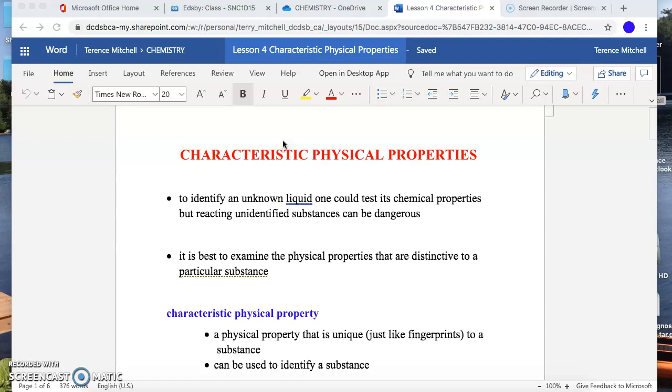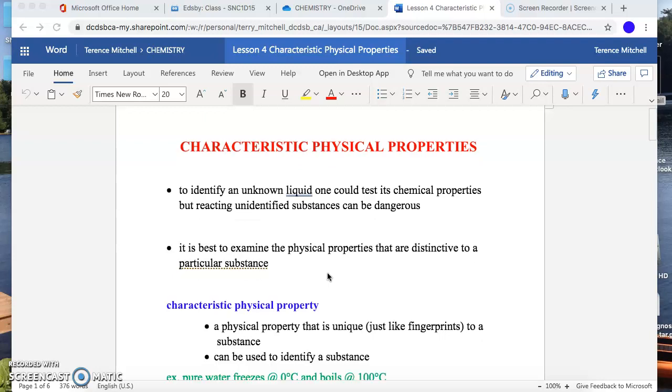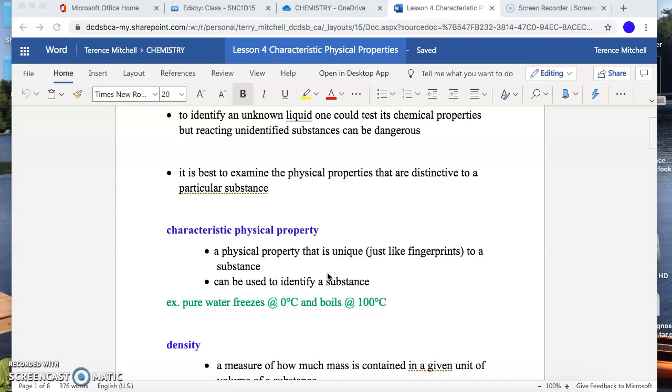To identify an unknown liquid, one could test its chemical properties. But as I mentioned, we don't want to react unidentified substances. We could have an explosion, we could have a fire, we could have toxic fumes. So it's best to examine the physical properties. And as I mentioned, physical properties don't tell us what it is. Lots of things are clear liquids. So characteristic physical properties is a step up. This is a physical property that is unique, just like fingerprints, to a substance.